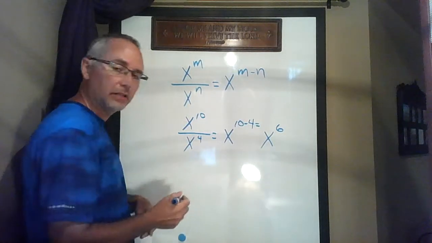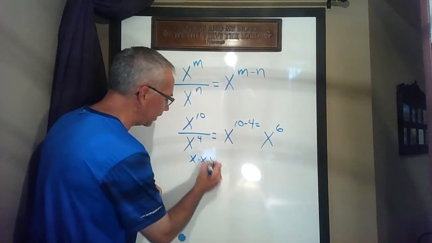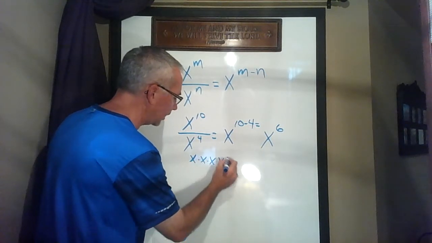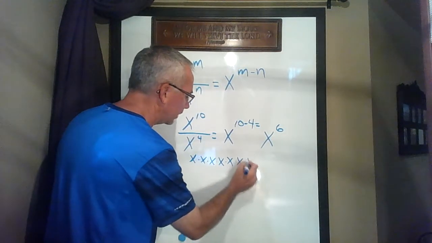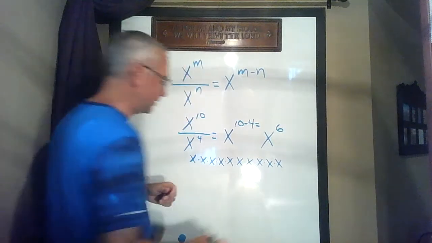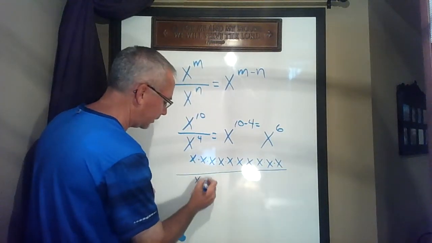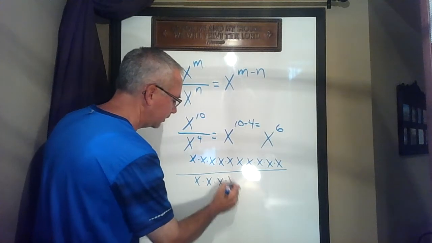If I have x to the 10th, would you not agree that that's the same as x times x times x times x times x times x times x times x times x times x? I think that's 10 of them. All over x times x times x times x.